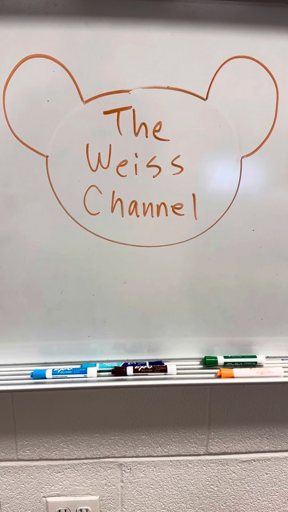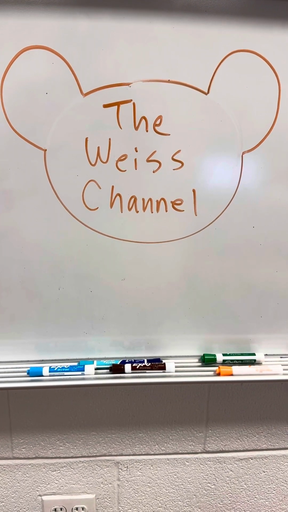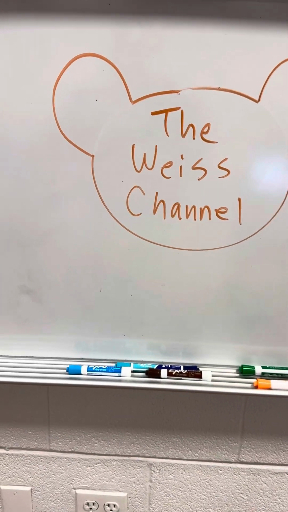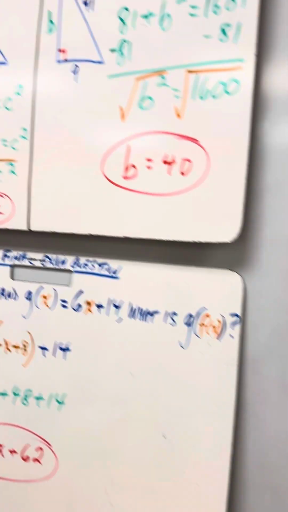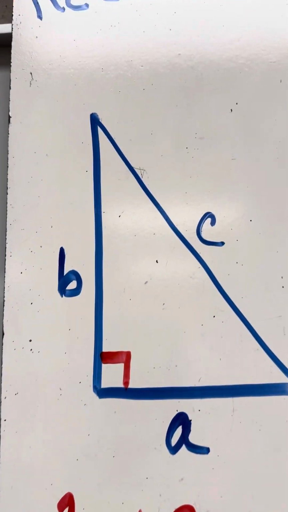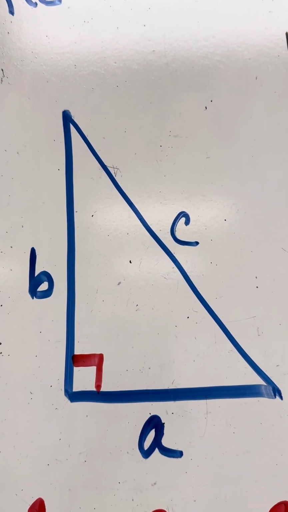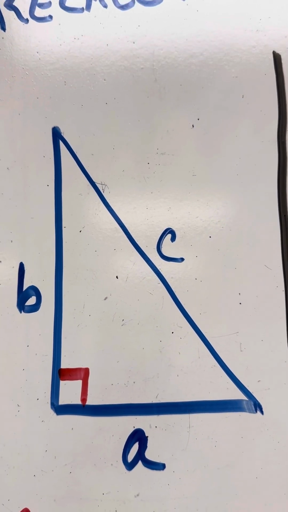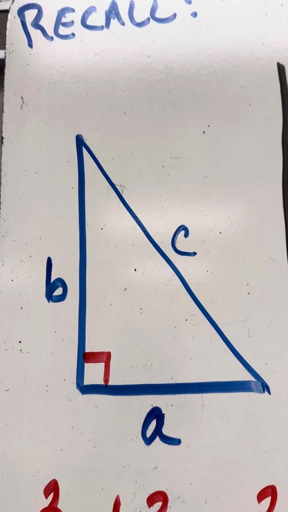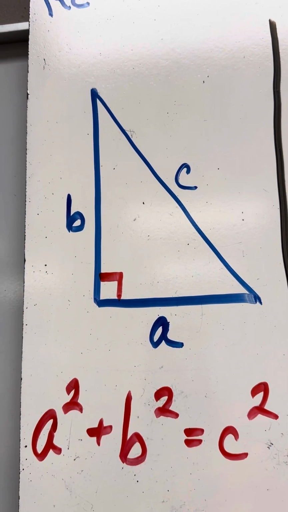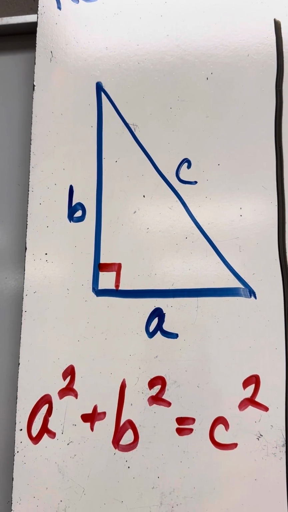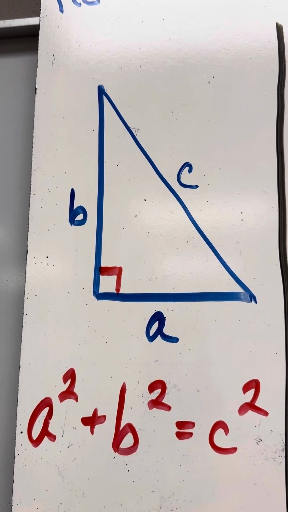Today I'm going to introduce you to sine, cosine, and tan and do an application of it. First of all, I need you to recall in a right triangle, the two legs are A and B, and the hypotenuse is always C. And A squared plus B squared equals C squared. That's called the Pythagorean theorem.